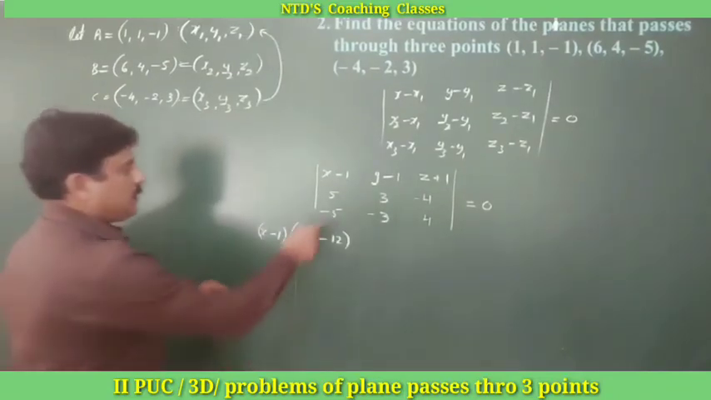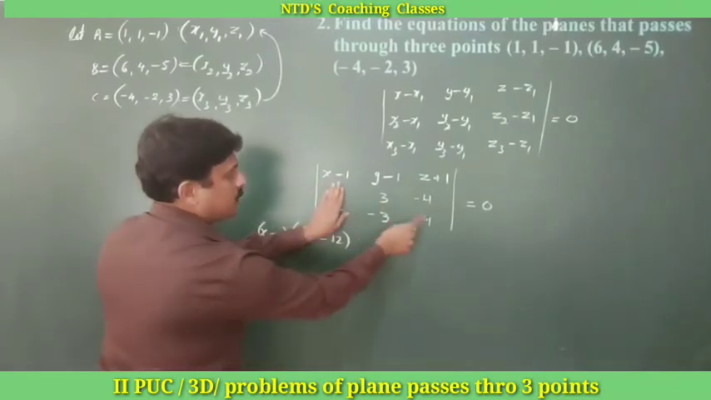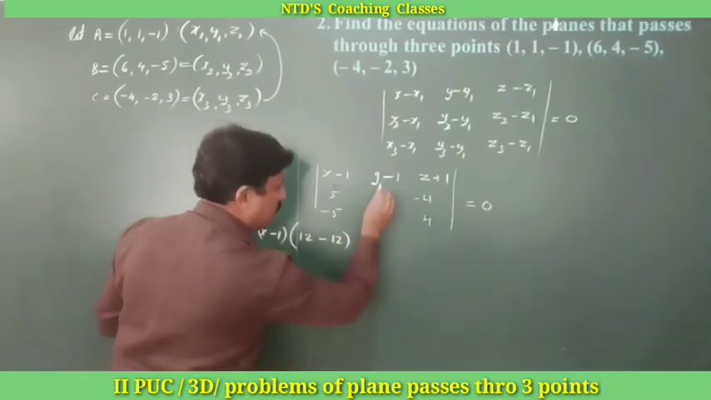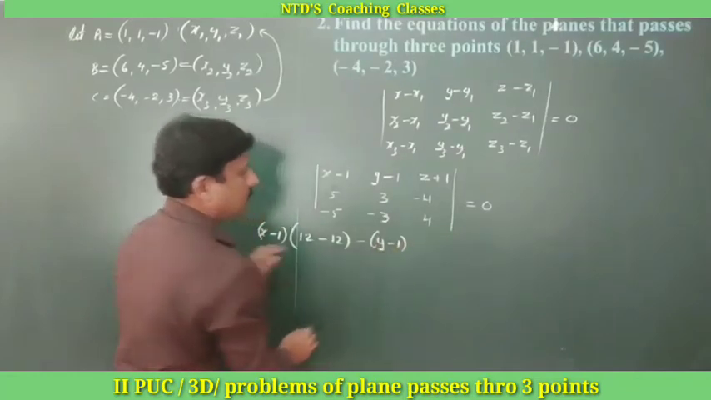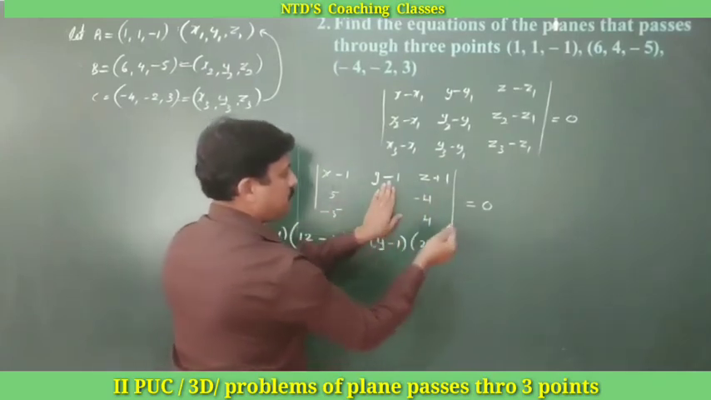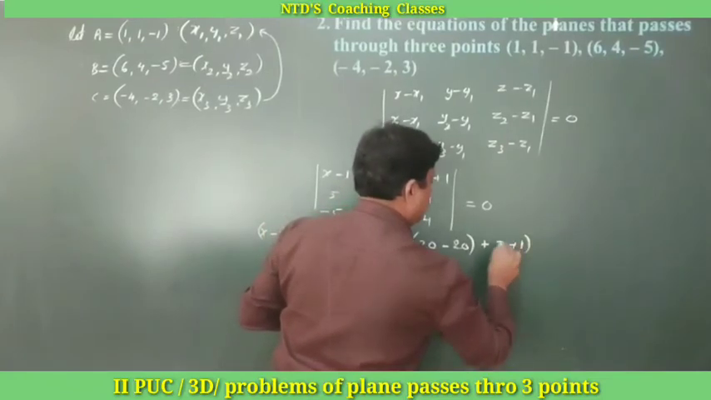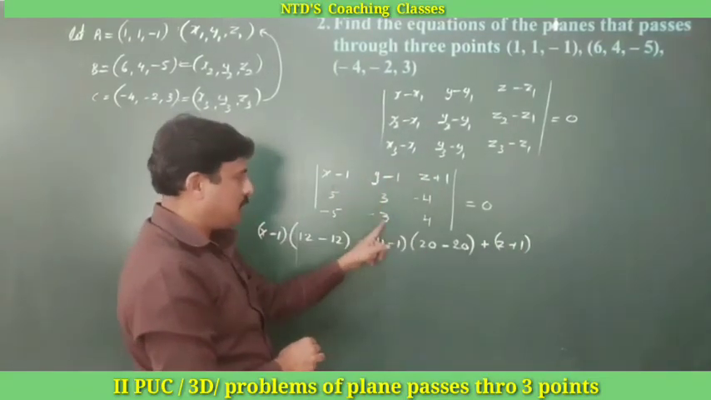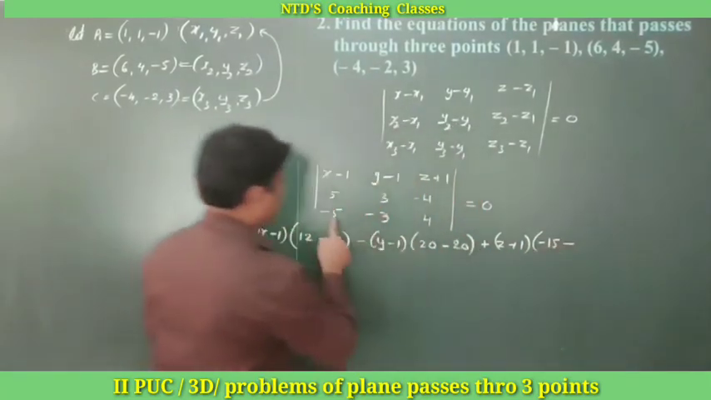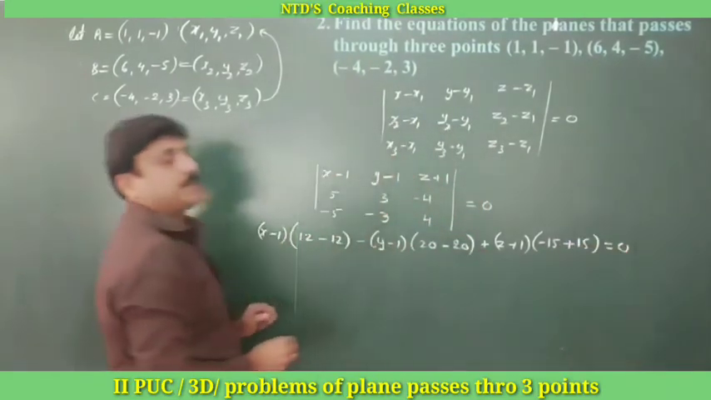Determinant expansion: x minus 1 into the first column closed, 3 4s are 12, minus into minus plus, one more minus, minus 12. Minus of y minus 1, column closed, 5 4s are 20, minus into minus plus, plus into minus minus 20. Next plus z plus 1, closed, 5 into 3, minus 3, 5 into minus 3, minus 15, minus into minus plus 15 equals 0. Simplify.